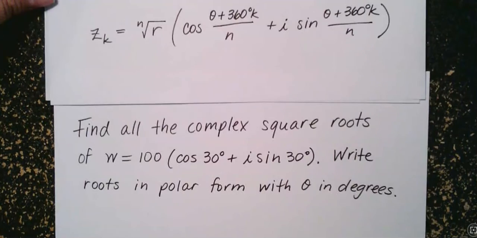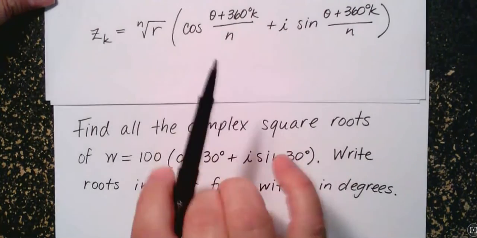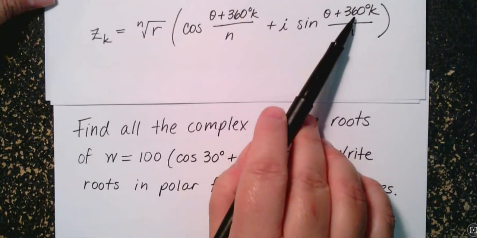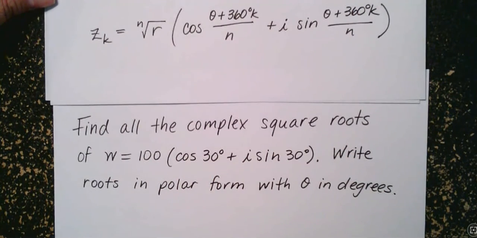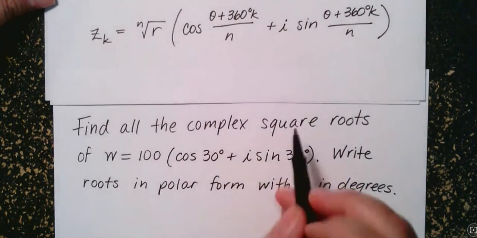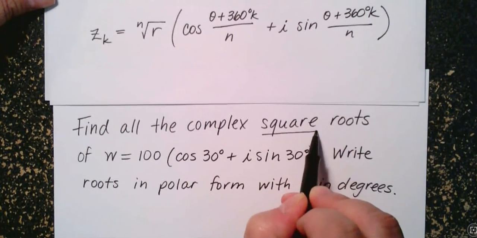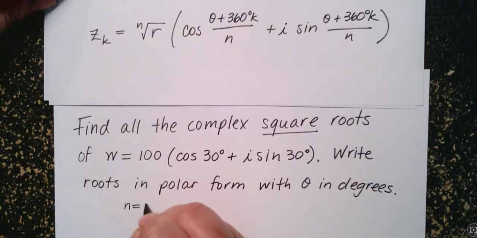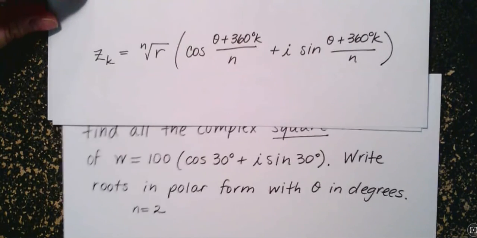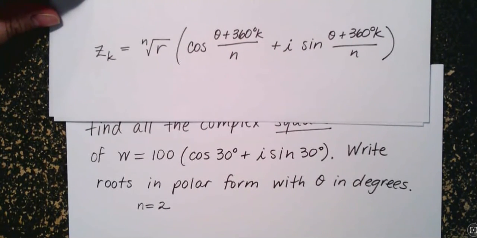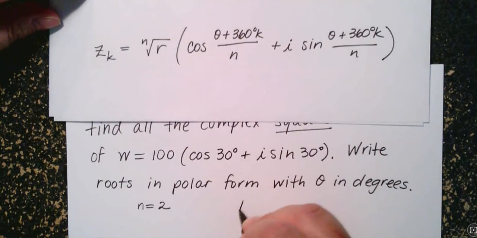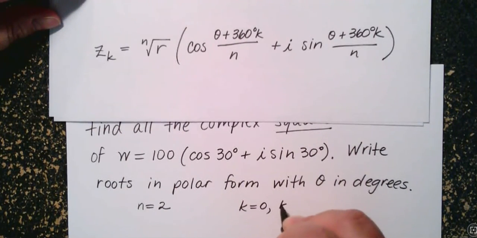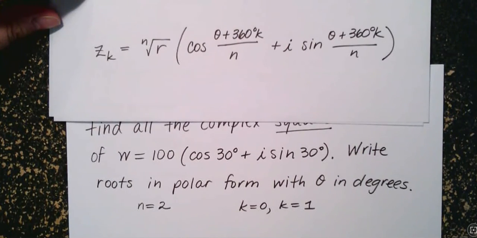Okay. So I went ahead and rewrote the formula with 360 because we're dealing with degrees here instead of 2 pi, but that's really the only difference. All right, so if we're finding the square roots, the first thing I need to know is what root I'm being asked to find. Square roots means that n is 2. Okay, so remember we start out with k is 0 and work our way up to n minus 1. So we're going to have to do it for k equals 0 and for k equals 1, which means we're going to have to do this formula twice. We're filling it in first for k is 0 and then for k is 1.